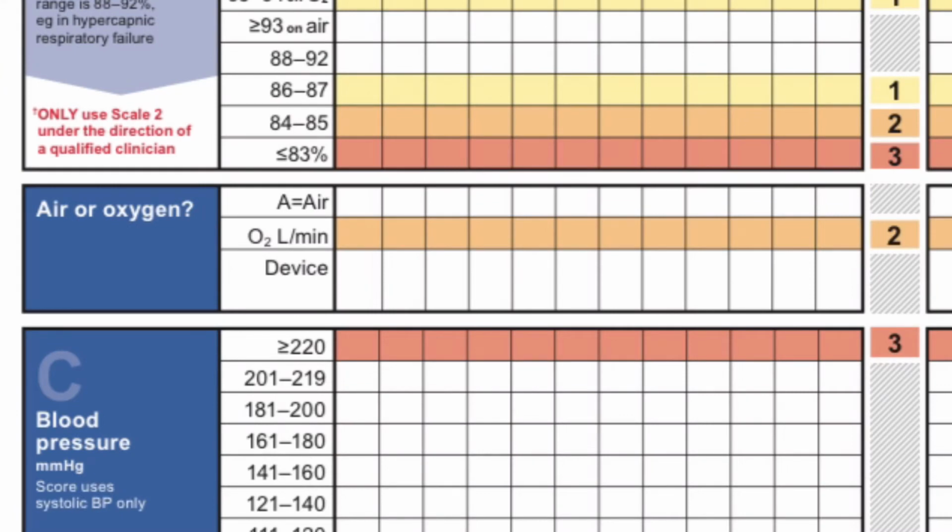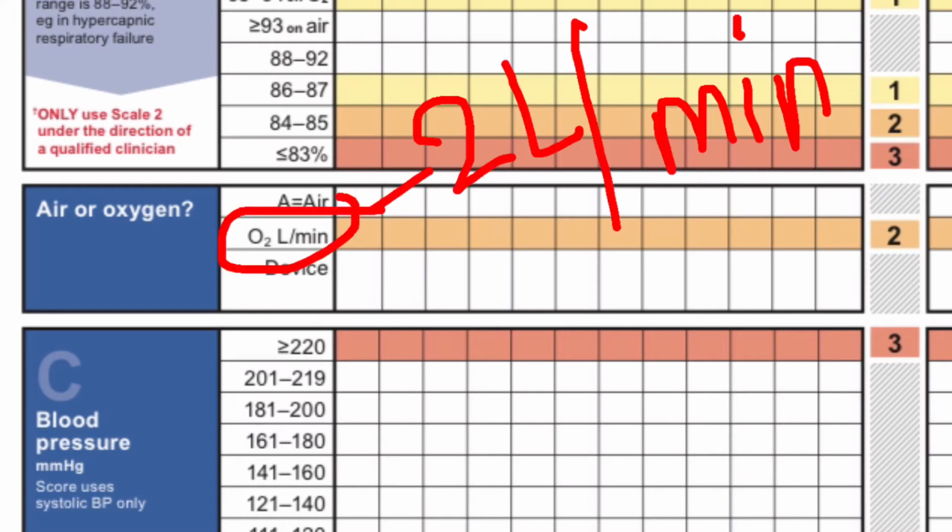Okay, the next one is air or oxygen. In that column you have to put A, which means air. If the patient is on air, then we have to put A for air. If the patient is on oxygen, you have to put O2 in liters per minute. Even if the patient is on 1 liter or 2 liters or 3 liters, it is a News score of 2.